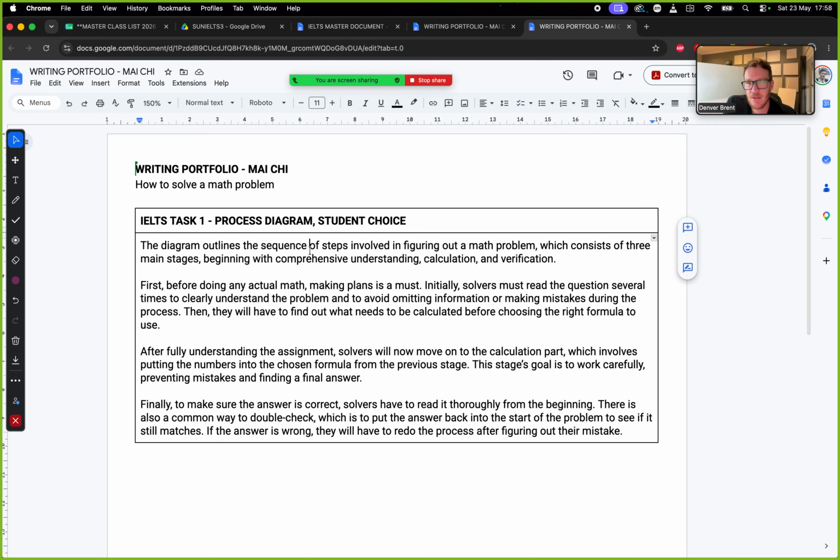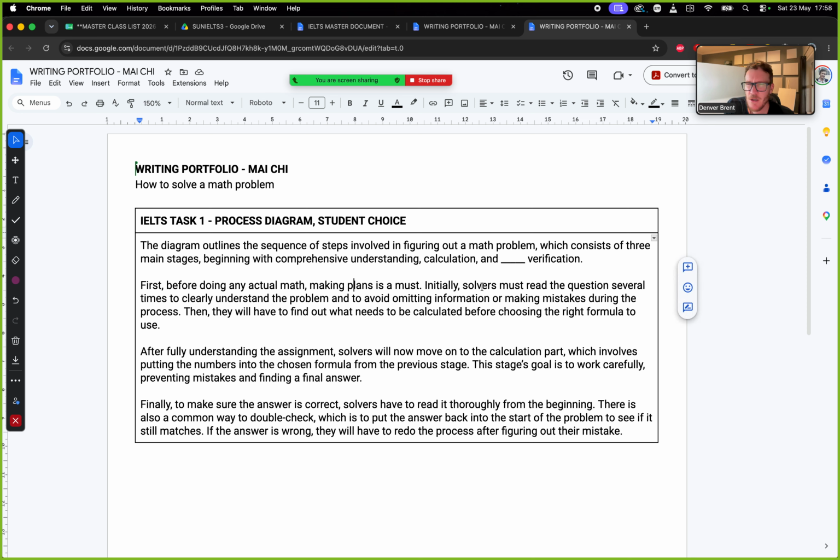Okay, the diagram outlines a sequence of steps involved in figuring out a math problem. Very nice. Which consists of 3 main stages, beginning with comprehensive understanding, calculation, and ends with verification. Okay, but that's really good. That's a very, very nice intro. First, before doing any actual math, making plans is a must. I like that. Very nice.